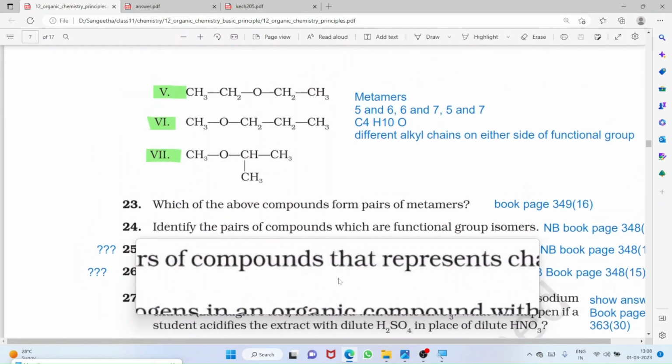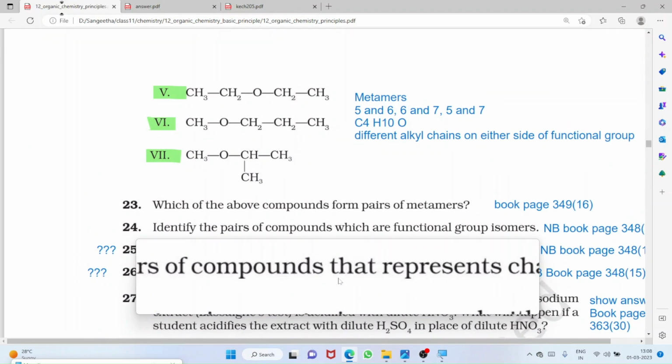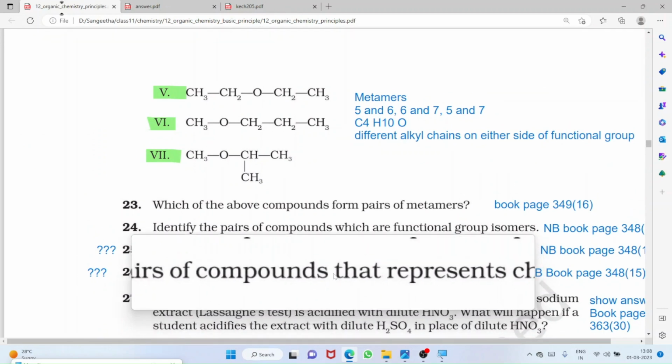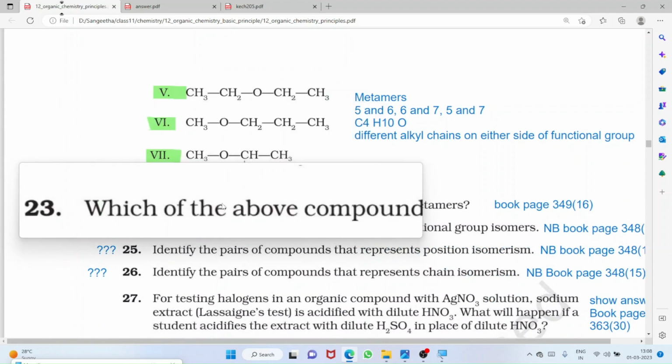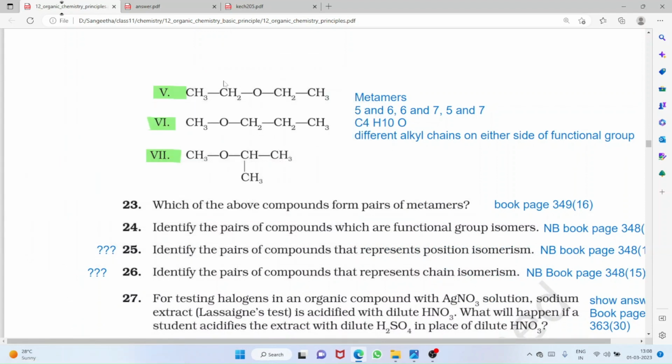So here, 5 and 6, we have different alkyl groups on either side of this O. Similarly 6 and 7, and 5 and 7. The molecular formula is C4H10O, the same molecular formula, but they have different structures.